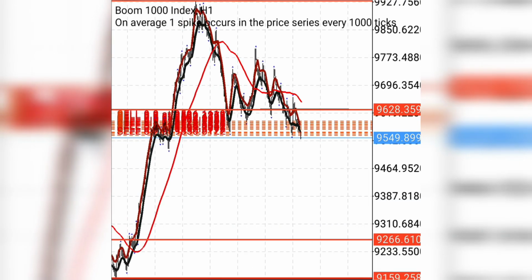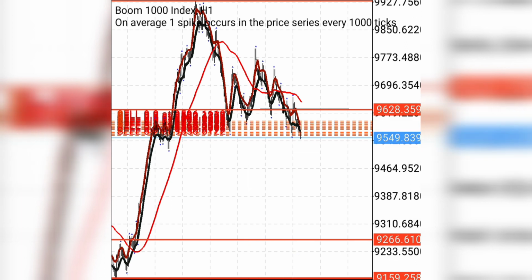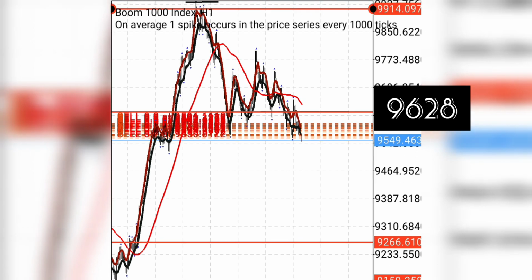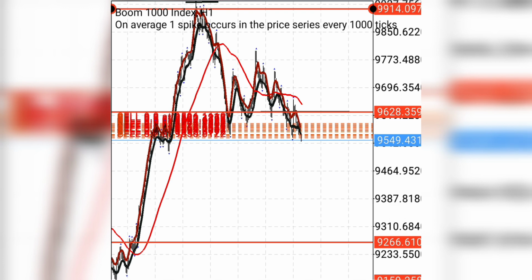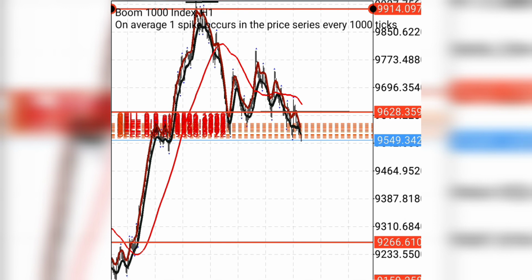Okay, now once you enter the trade, for instance here, look at this point, where I took the trade. It is at 9628. Here on the screen you are seeing 9628. Magic stop loss for buy and sell is what? 9628. Magic take profit for sell is going to be 9266. Magic take profit for buy is going to be 9914 up.